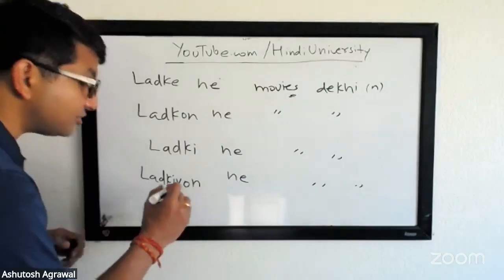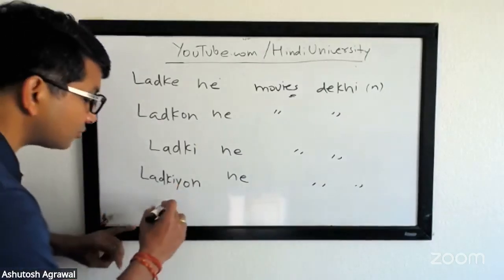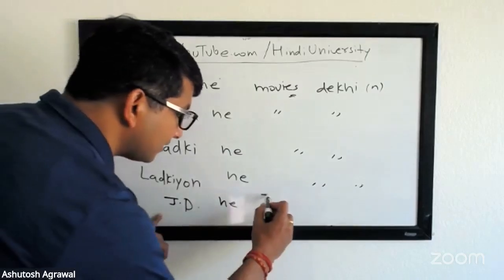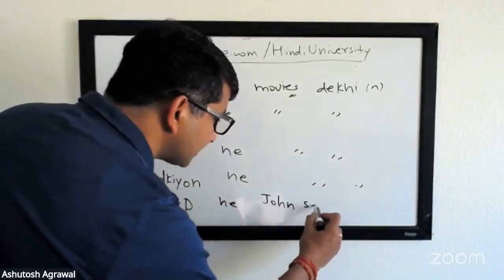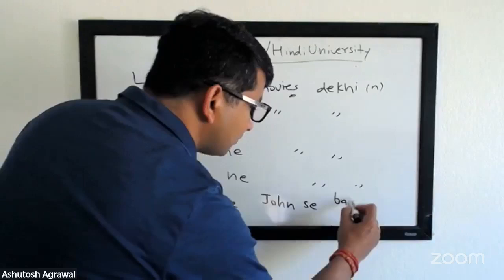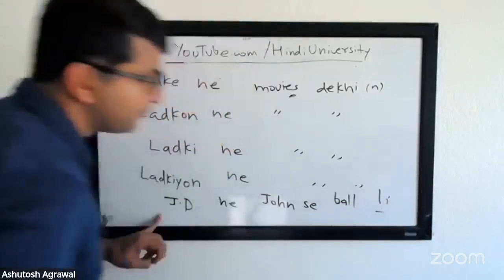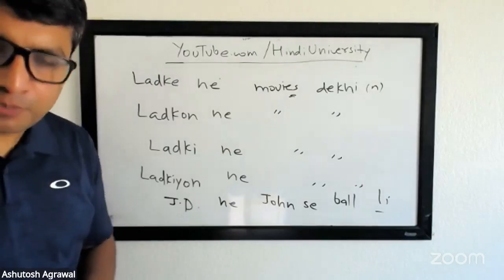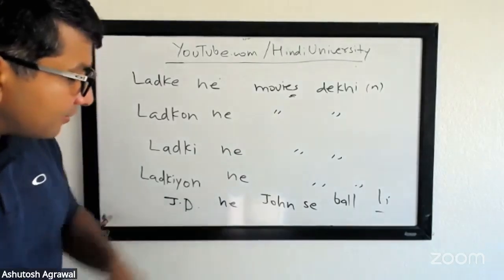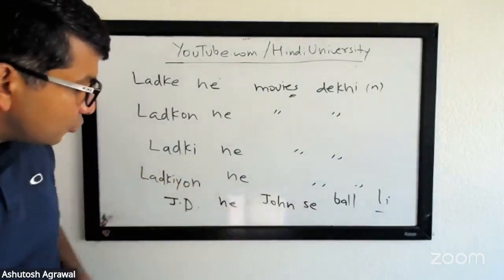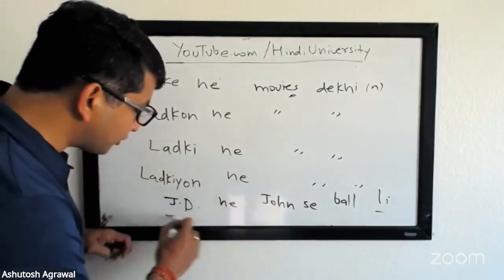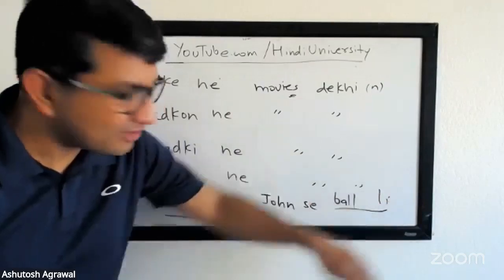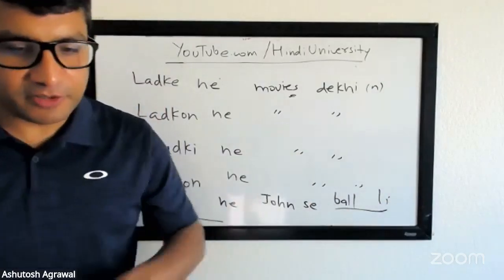So you will say JD got the ball from John. So it will be JD ne, John se, ball ली. Thank you. We will do these again for beginners, or slightly, we will come to this also because there are two postpositions. Right now we are just on John ne ball ली. Even we have not done these irregular verbs, so bear with me.